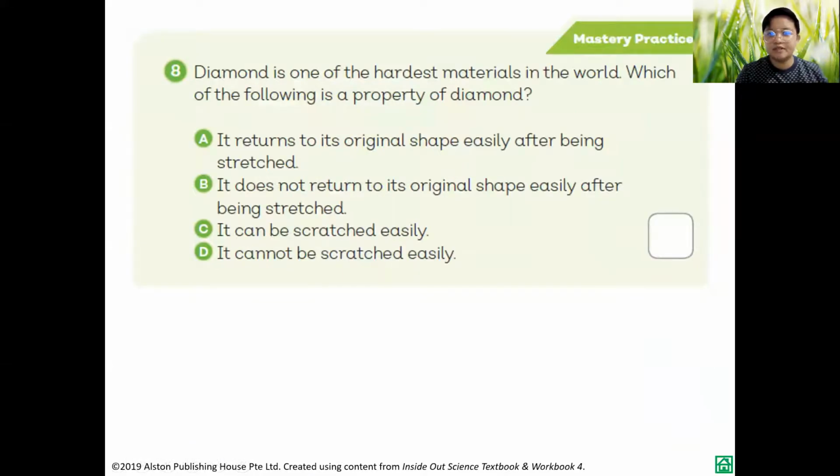Number 8, diamond is one of the hardest materials in the world. Which of the following is a property of diamond? A, it returns to its original shape easily after being stretched. B, it does not return to its original shape easily after being stretched. C, it can be scratched easily. Or D, it cannot be scratched easily. What is the property of hard materials? Hard materials cannot be scratched easily. The answer is letter D.